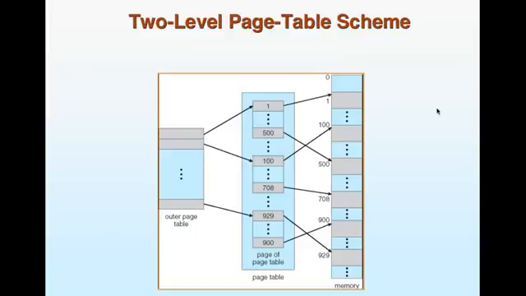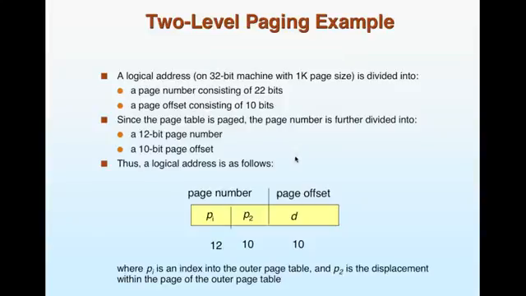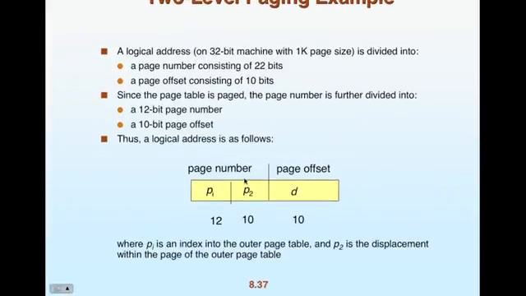All right, so the 2-level page table scheme, this is essentially what it's looking at in terms of the mapping. In terms of the example and how it's implemented, take logical addresses on a 32-bit machine with a 1K page size. We have a page number consisting of 22 bits and a page offset of 10 bits, and what we're going to do is configure this so that we can keep track of the page tables inside of the page tables.